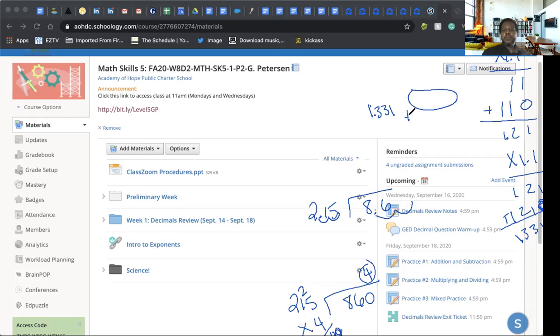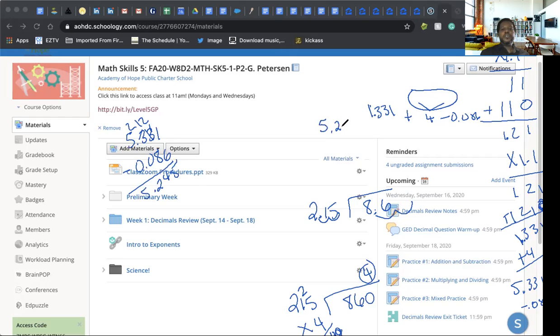So I have 1.331 plus 4 minus 0.086. So then let's just add it up. So we have 1.331 plus 4 is going to give me 5.331. And then I'm going to subtract the 0.086 from that. Again, I guess I'm close to the edge, so it doesn't want to work. So 5.331 minus 0.086. 11 minus 6 is 5. 12 minus 8 is 4. 2 minus 0 is 2. And then bring down the 5. So my answer is 5.245 for number 6. All right, thank you guys for joining us today.